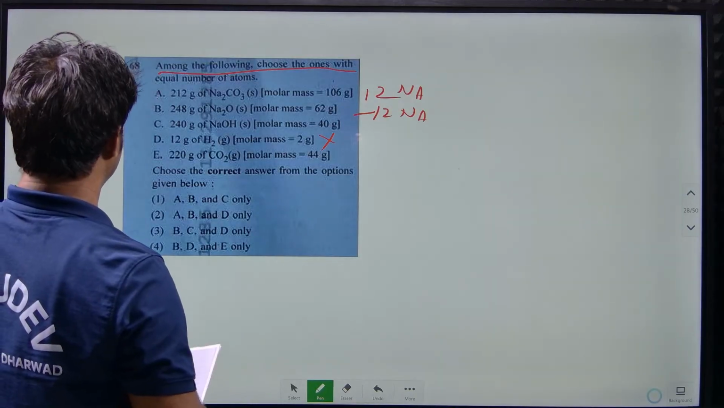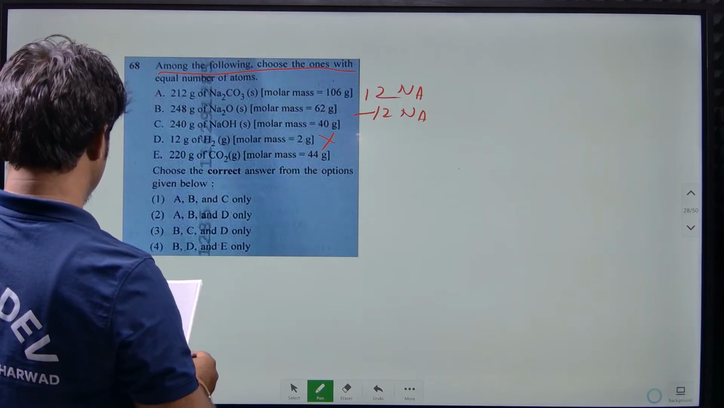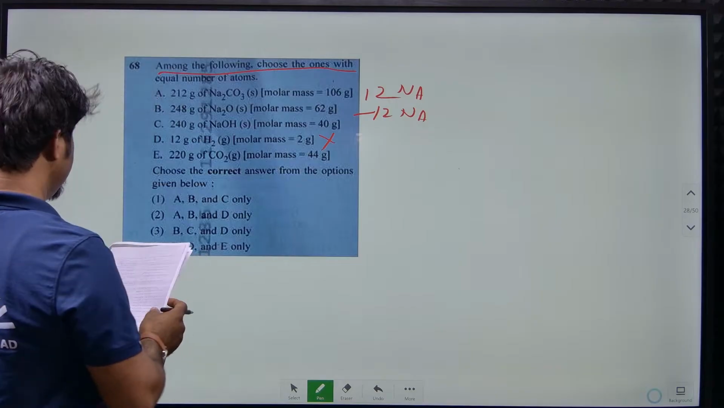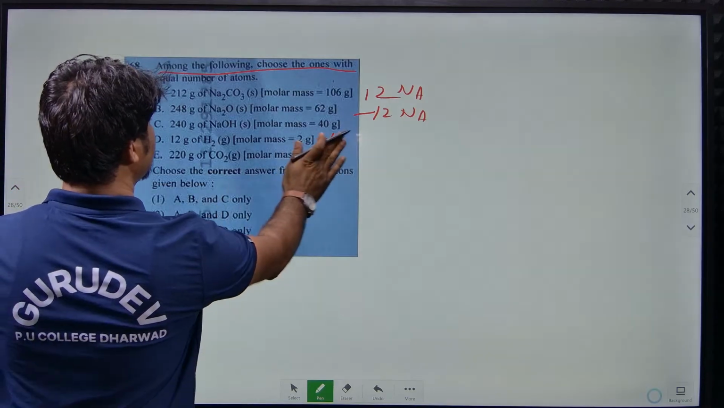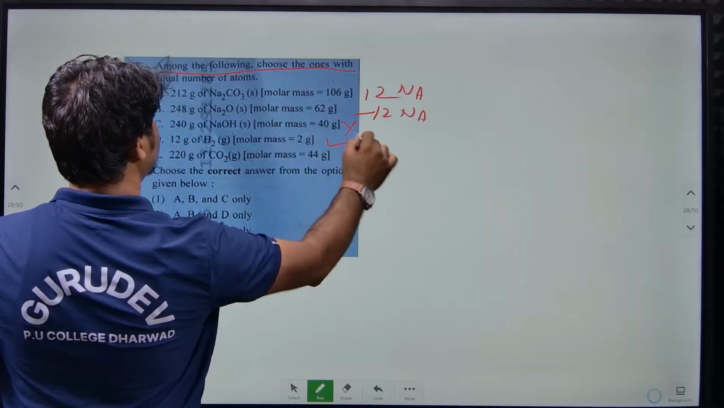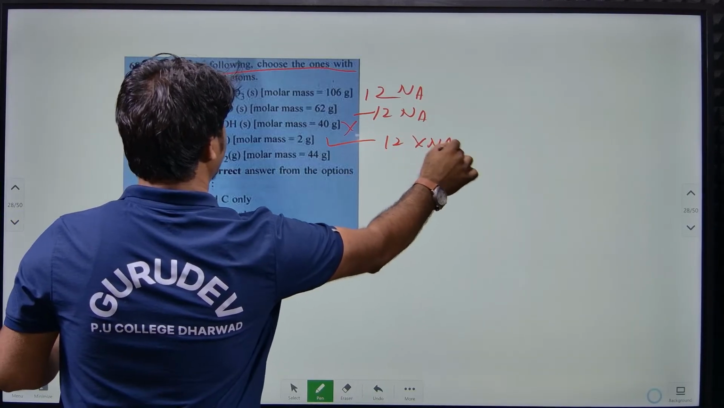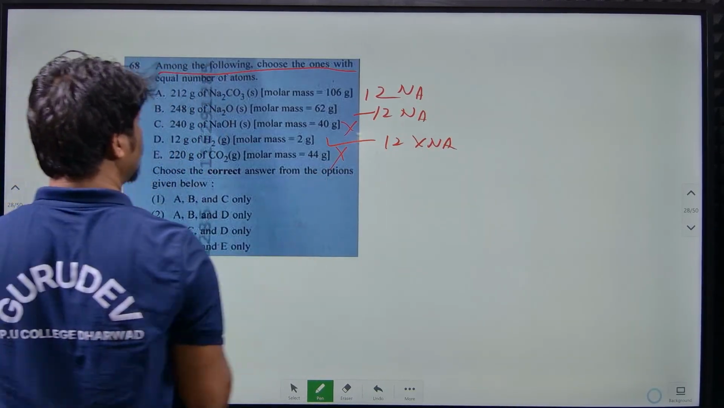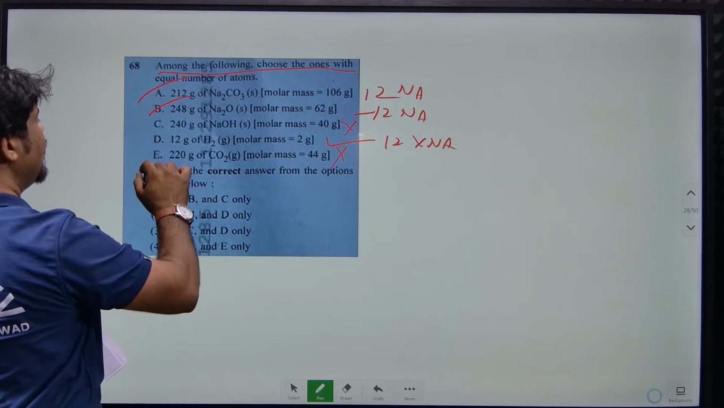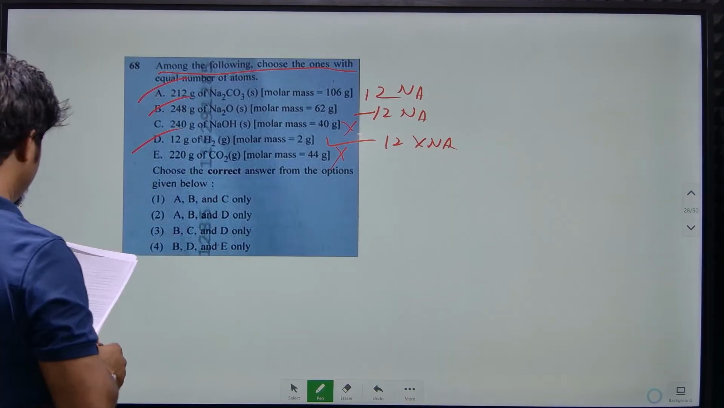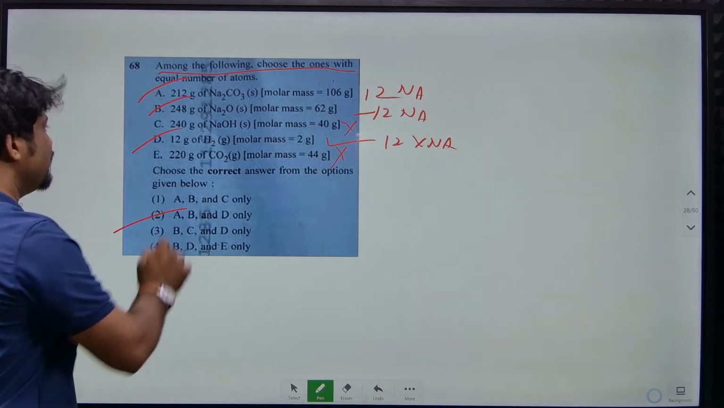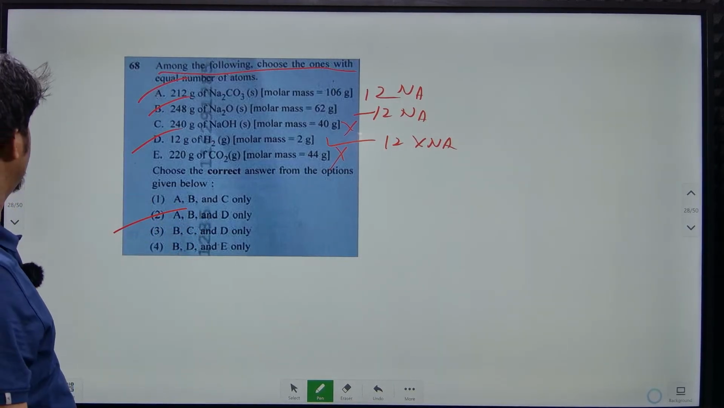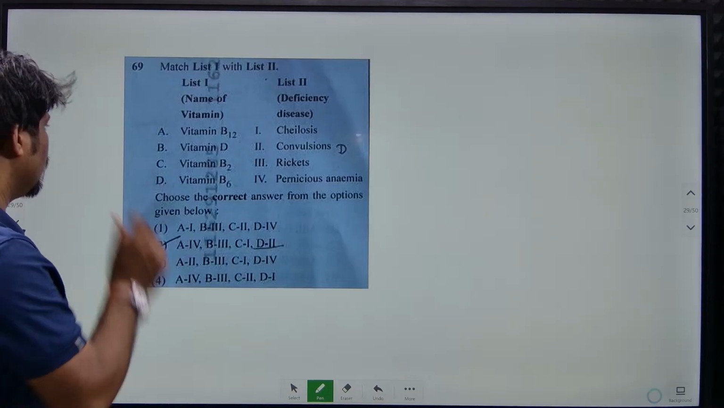Question number 68. Yeah, the 12 gram. Option C I am not going to get. Even for D also I am going to get 12 into Na, and for E I am not going to get. So A, B and D molecules are exhibiting the same number of atoms here. So option 2 is the right answer for the question. Go to the next one.